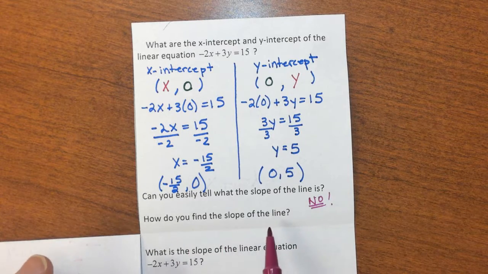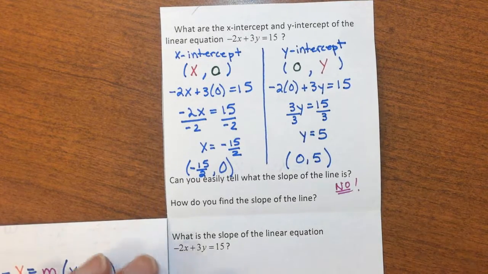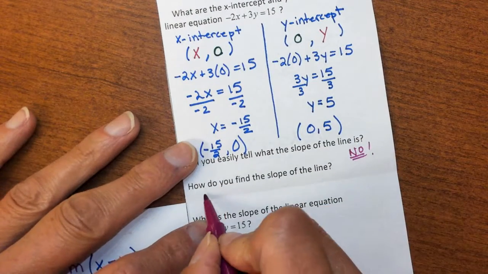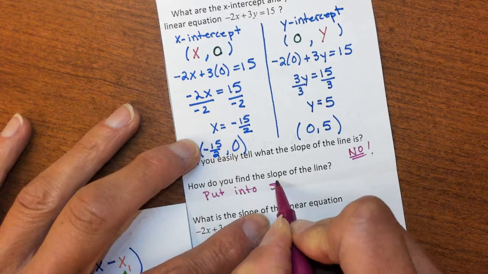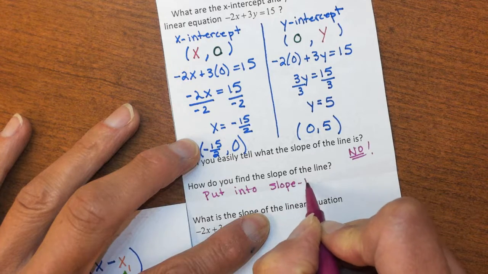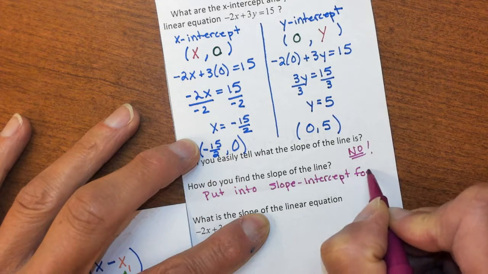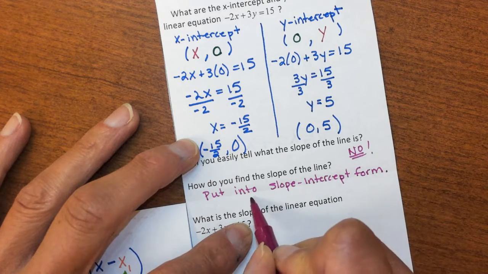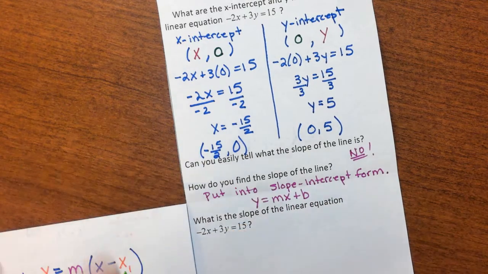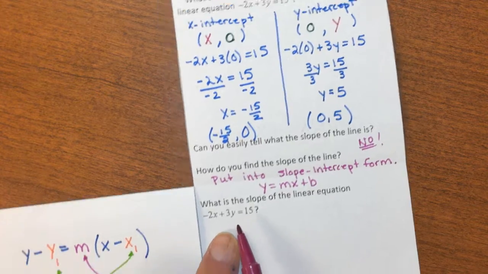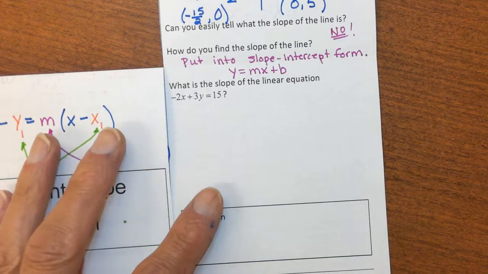So how do you find the slope of a line given it in standard form? Well, you have to put it into slope intercept form. And that's the form y equals mx plus b. So this is the same equation that we just did, and we're going to solve for y.